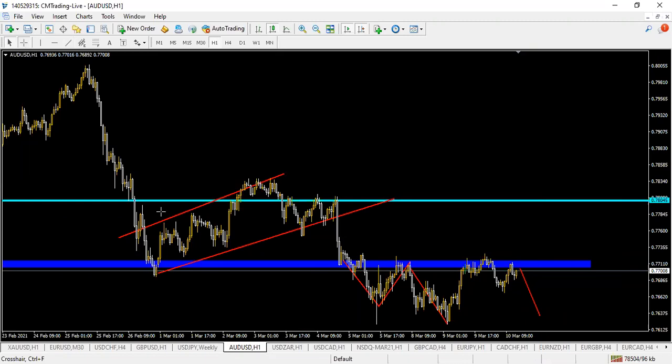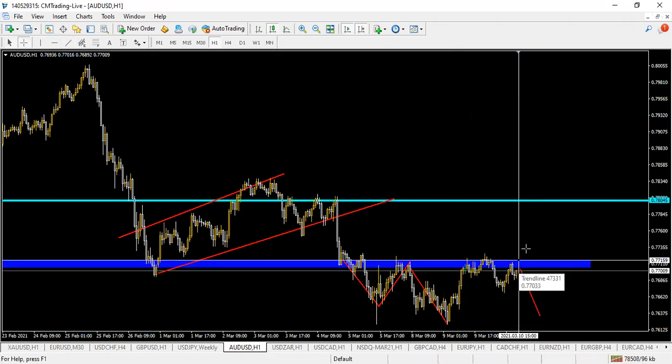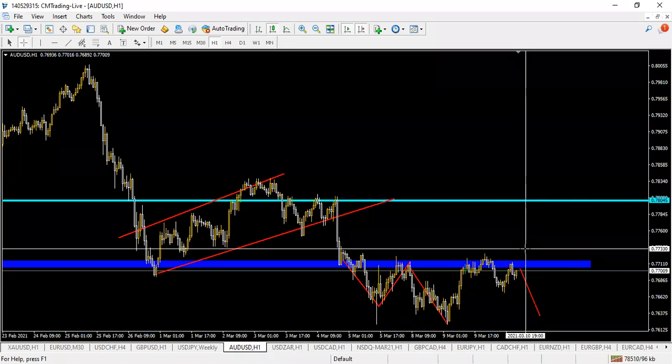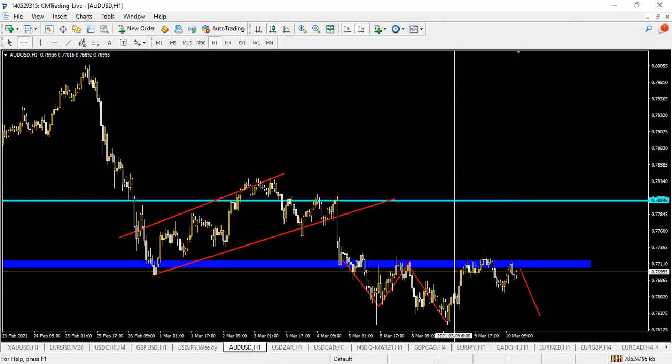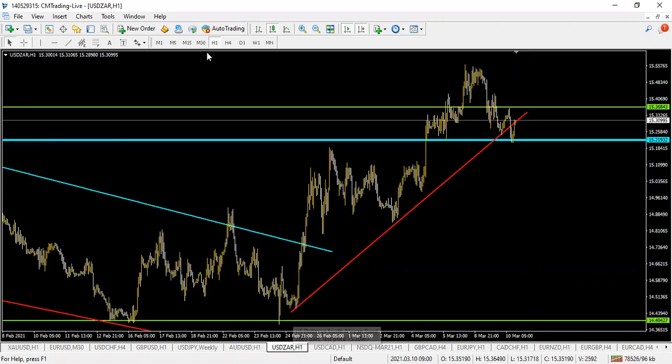If you're taking that sell, please do put a stop loss above this level, which is 0.77330, 0.77330 in this particular case. And then your take profit can be a little bit lower, which is 0.76237. Good stuff.